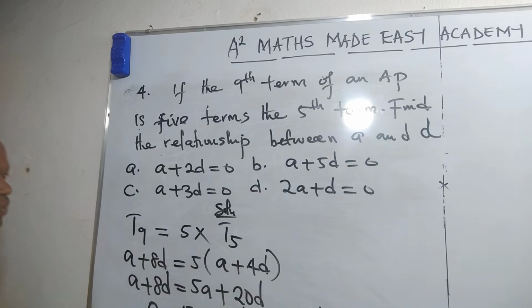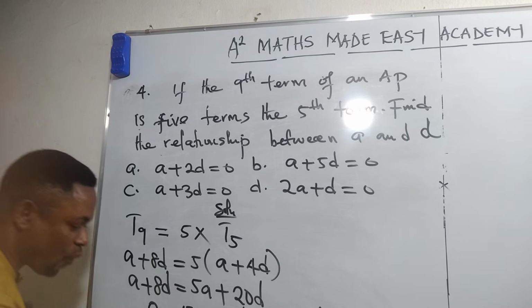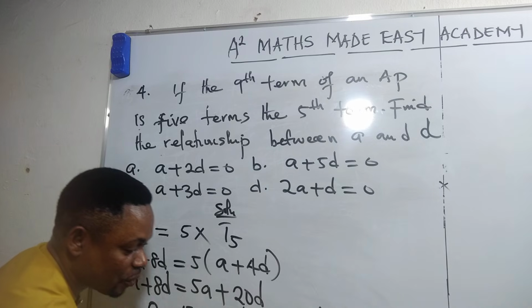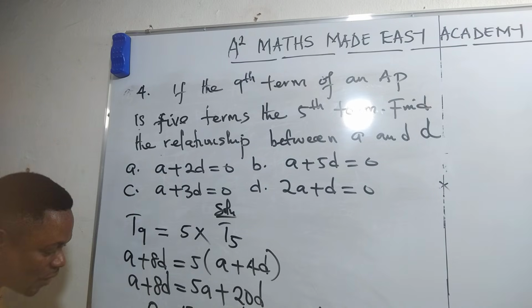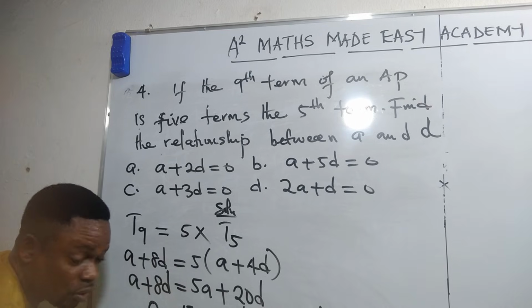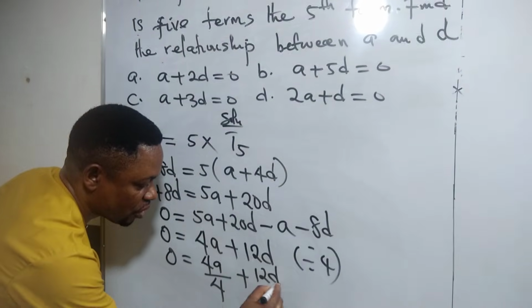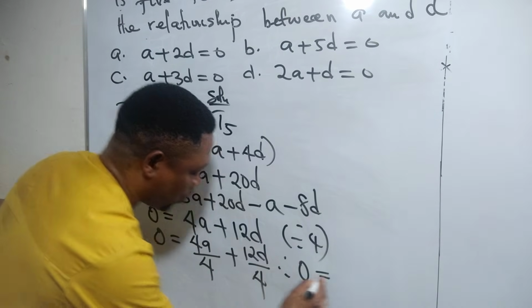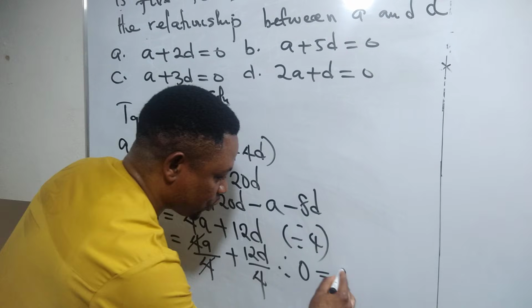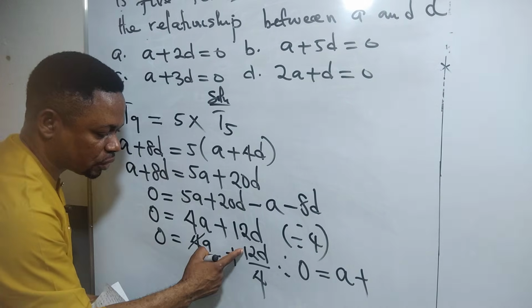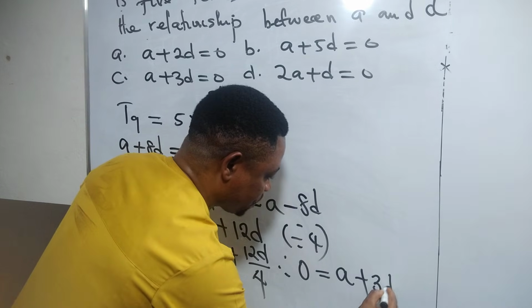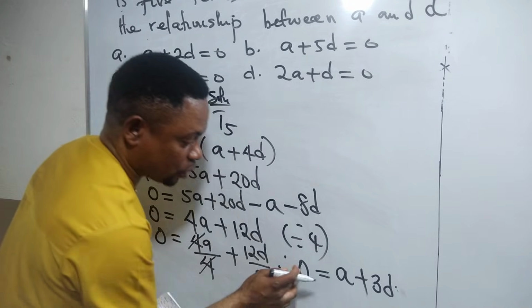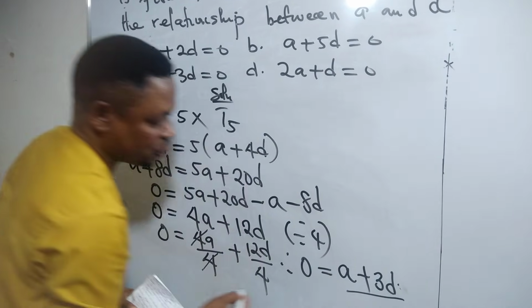Now in the question, there is nothing like that in the options, but I want you to observe something here. Let's break it further. How? 4 can divide, 4 can divide. I will divide everything by 4, so that I'll have 0 equal to 4A all over 4 plus 12D all over 4. Something is about to happen. Therefore 0 is now equal to, we cancel 4, you are left with A plus, 4 can go into 12 three times, 3D, then equal to 0. Now this is the final breaking of this particular expression.